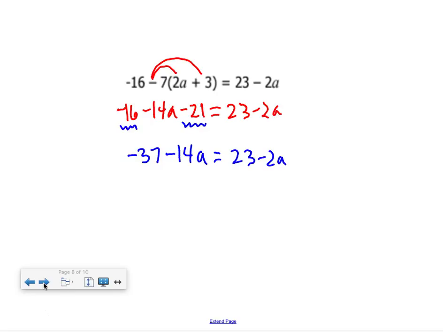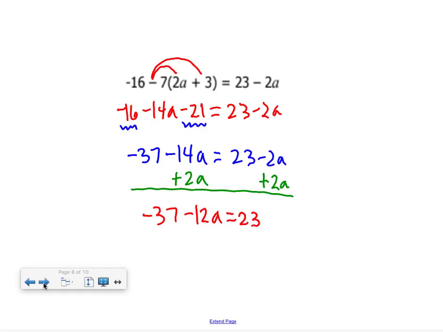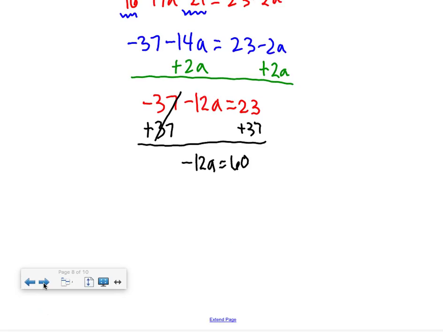Again, I want to bring my variables to one side, so I have plus 2a, plus 2a. Negative 14a plus 2a is negative 12a, equals 23. Bring over your 37, plus 37, plus 37. Your 37s cancel out, so you get negative 12a equals 60. How am I going to get a alone? Oh, we're going to divide by negative 12. Divide by negative 12. a equals negative 5.